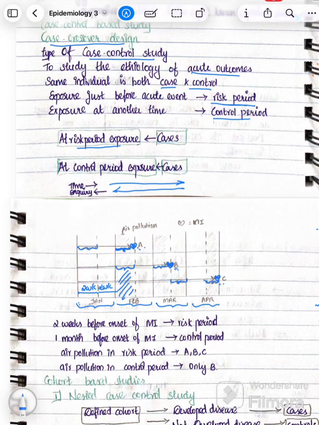In case A, case B, case C, during the risk period there was air pollution. Only B has air pollution during the control period. In A and C, there was no air pollution during the control period. Just to assess whether there is any association between air pollution and MI in a short period of time. Just to study the etiology of acute outcomes, we use this case crossover design.